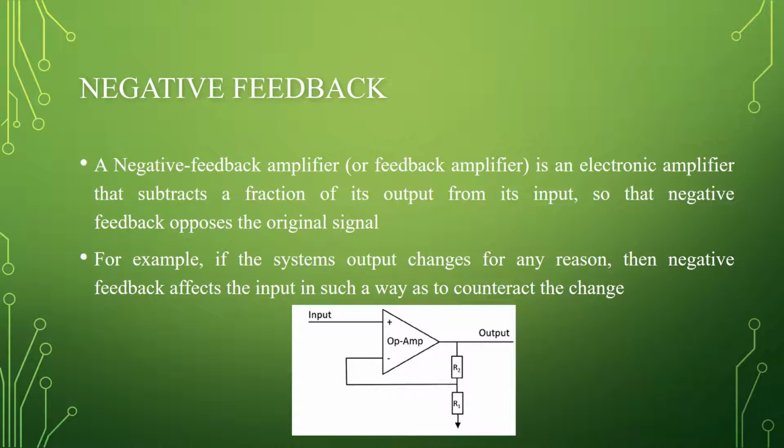Negative feedback. A negative feedback amplifier, or simply feedback amplifier, is an electronic amplifier that subtracts a fraction of its output from its input, so that negative feedback opposes the original signal. In other words, the feedback signal and the input signal are in opposite directions, or out of phase. For example, if the system's output changes for any reason, the negative feedback affects the input in such a way as to counteract the change. In the negative feedback diagram, the output terminal is attached to the inverting terminal so that they act in opposite directions.